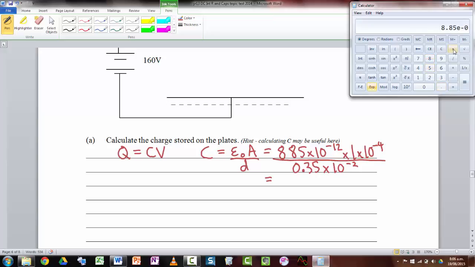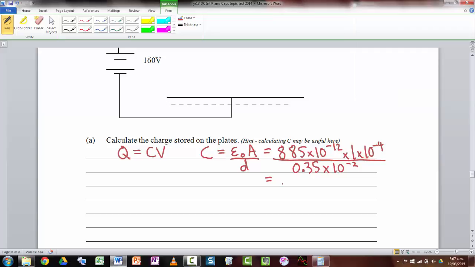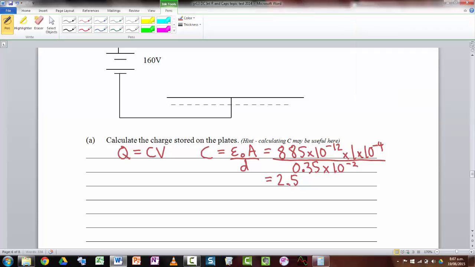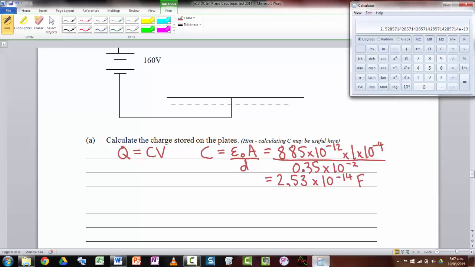8.85 times 10 to the power of negative 12 times 1 times 10 to the power of negative 4 divided by 0.35 times 10 to the power of negative 2, which gives us 2.blah times 10 to the negative 13. 2.5, was it 53? 2.53 times 10 to the negative 14 farads. Is that right? No, 13. Okay, let's fix that.